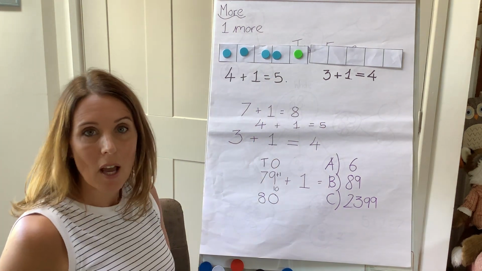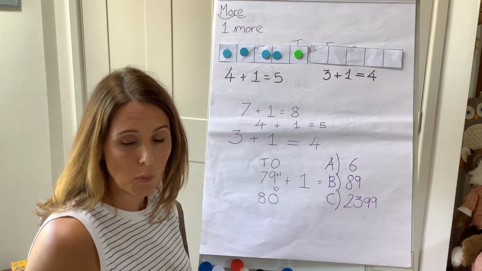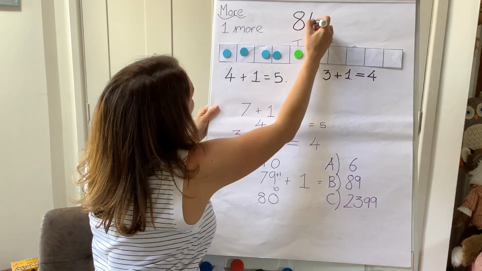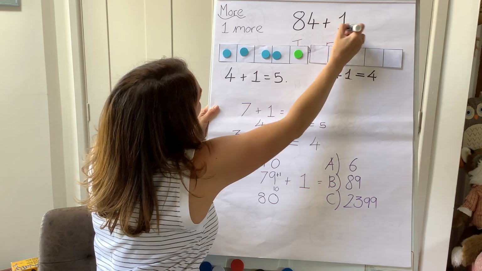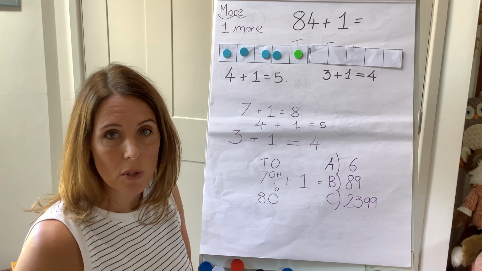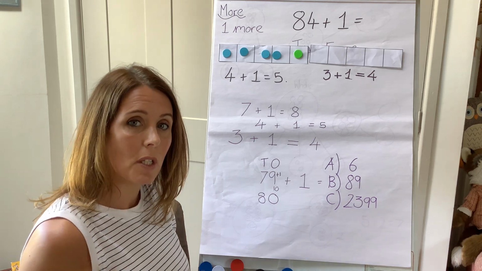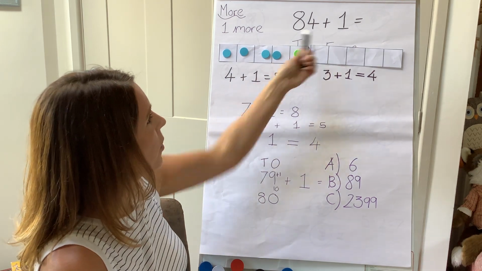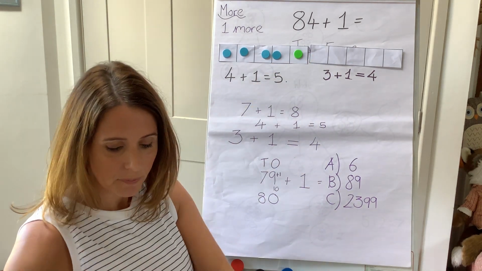Some of you have been having a go at counting one more, finding one more than bigger numbers. So you might have things like 84 add 1. So you can practice this by using number lines. You can print out a 100 square, or just practice counting on forwards and backwards in our number system. 84 add one more is 85.